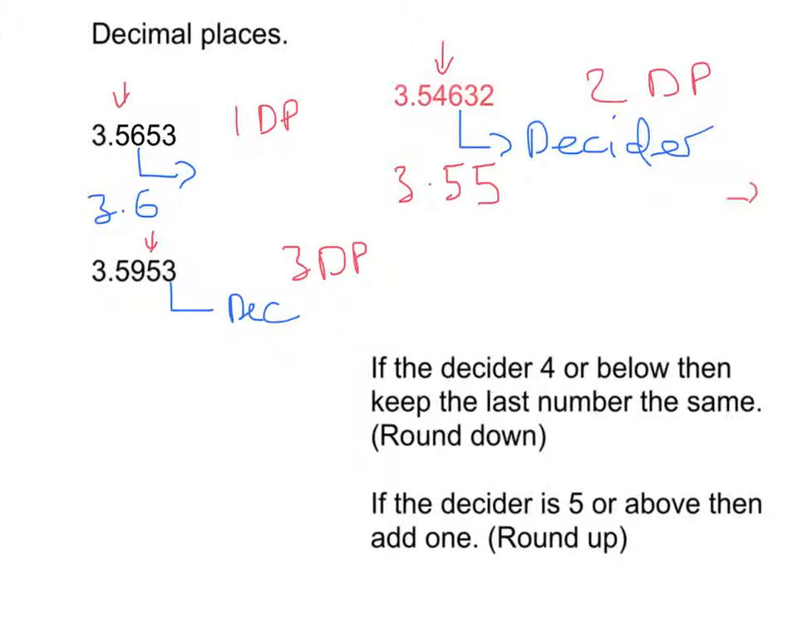Okay, so we look down at the rule again, or you probably know it by now, and we know that 3 is 4 or below, therefore we round down, which is basically just keeping this number here the same. So what we end up with is 3.595 and nothing else. Okay, so that is this number to 3 decimal places.